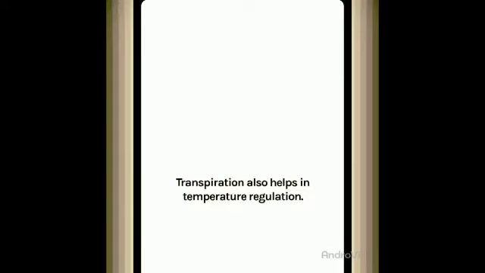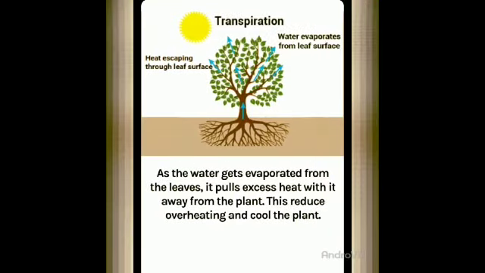Transpiration also helps in temperature regulation. So the first significance you have seen is that it produces a transpirational pull, which makes the transportation of water possible through the xylem tubes. And the second significance is that transpiration also helps in temperature regulation. As the water gets evaporated from the leaves, it pulls excess heat with it away from the plant. This reduces overheating and cools the plant.